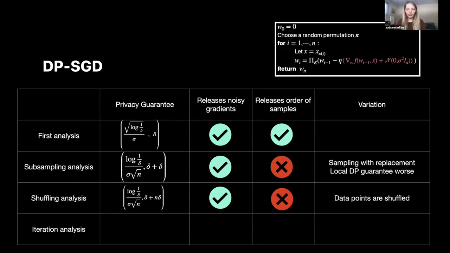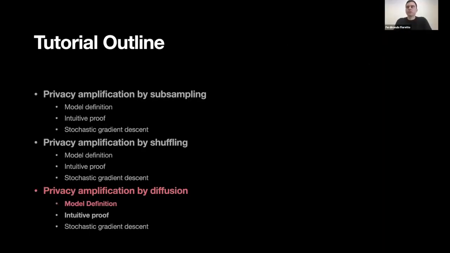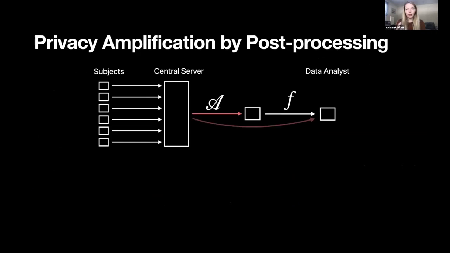So that was shuffling. The final privacy amplification I want to talk about is amplification by diffusion, or just generally post-processing. I'm calling it diffusion because it tends to happen by adding Gaussian noise. But more generally, it's just post-processing.